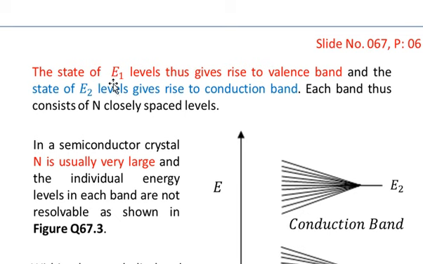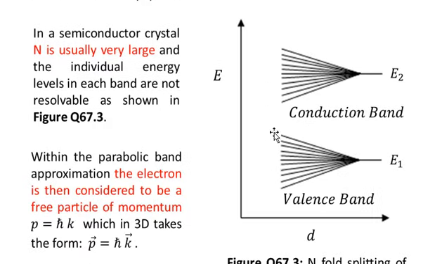The state of E1 levels thus gives rise to the valence band, and the state of E2 levels gives rise to the conduction band. Each band thus consists of n closely spaced levels. So this is what I have described, how the valence band is formed. This E1 is actually only a single level, and this single level is possible when all the n sodium atoms are well separated from each other. That is, there is no interaction between them.